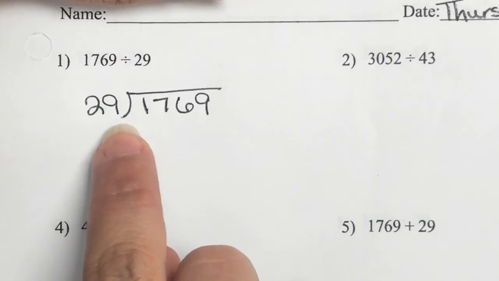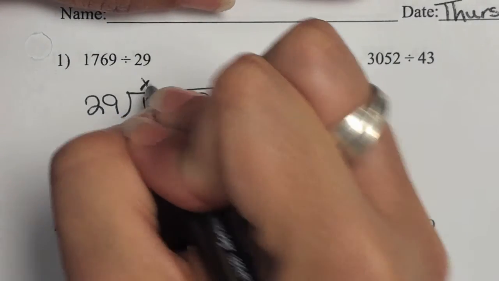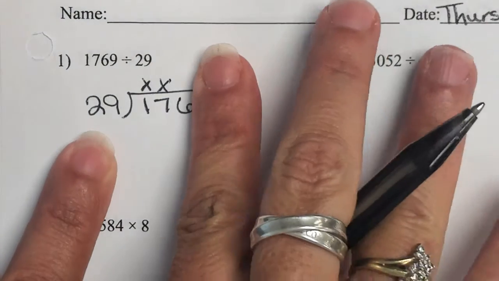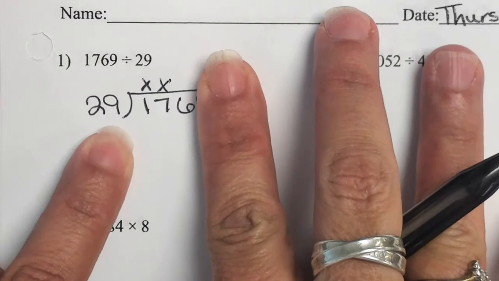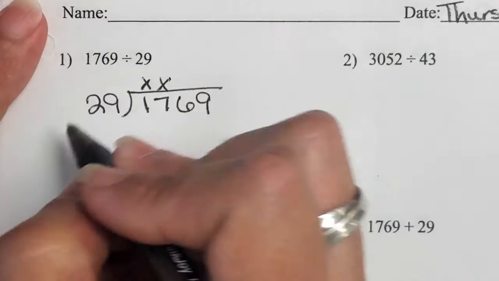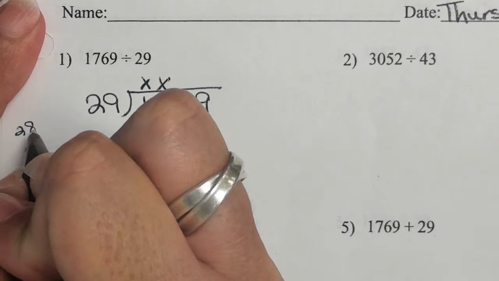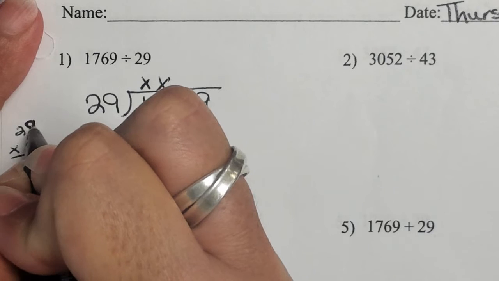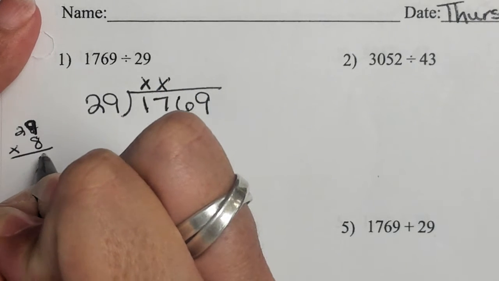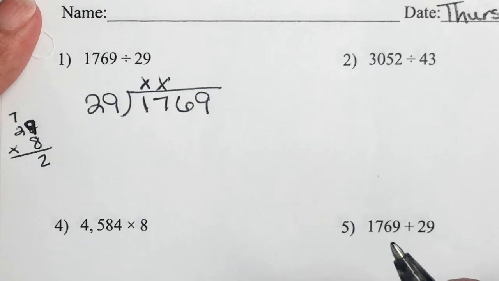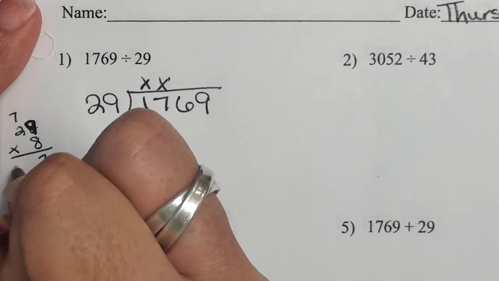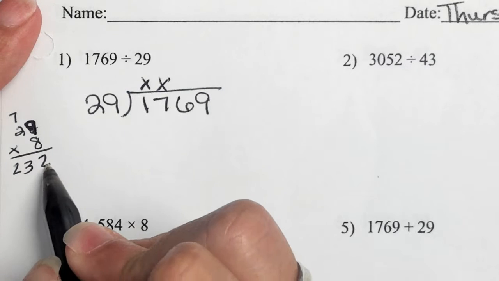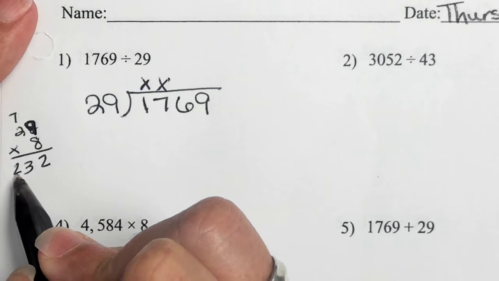Okay, so can 29 go into 1? No. 17? No. How many times do you think 29 goes into 176? 8? Okay, so I'm going to go over here. Someone told me 8. Whoops, look, I even copied it wrong. Okay, and I'm going to jot it down. 29 times 8. 9 times 8, 72. 16, 17, 18, 19, 20, 21, 22, 23. Okay. 29 times 8 is 232.